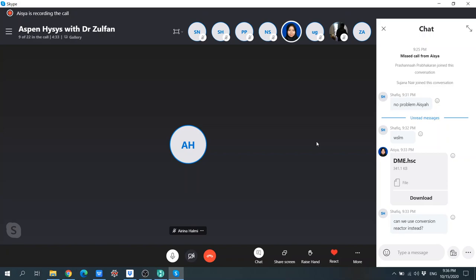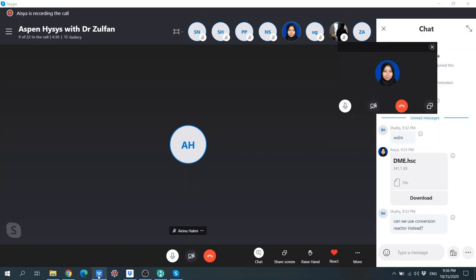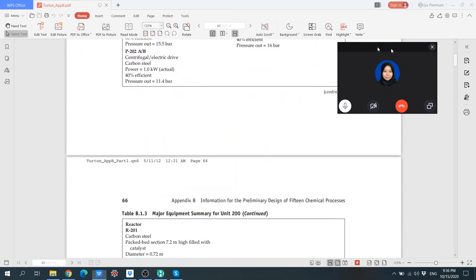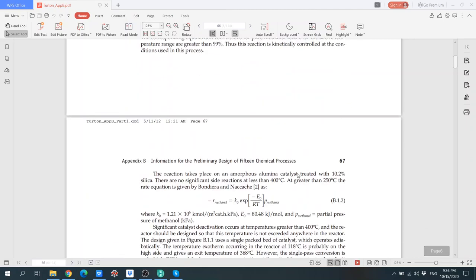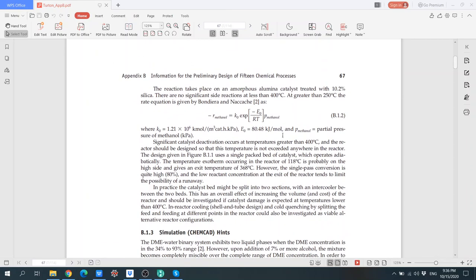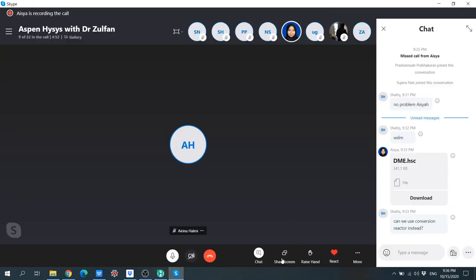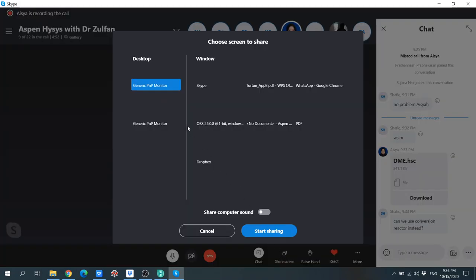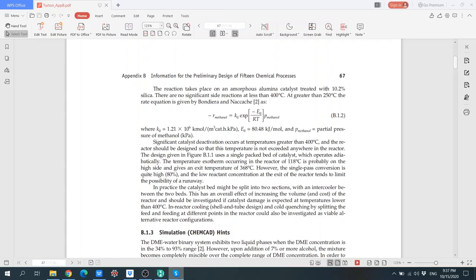Because as you understand from the equation, what is that equation? If you can see this, can you see my screen? No, we can't. That's not the share screen. Generate ENP monitor. Start sharing. Be patient, I think my laptop is a little bit slow today. Sure, it's okay.